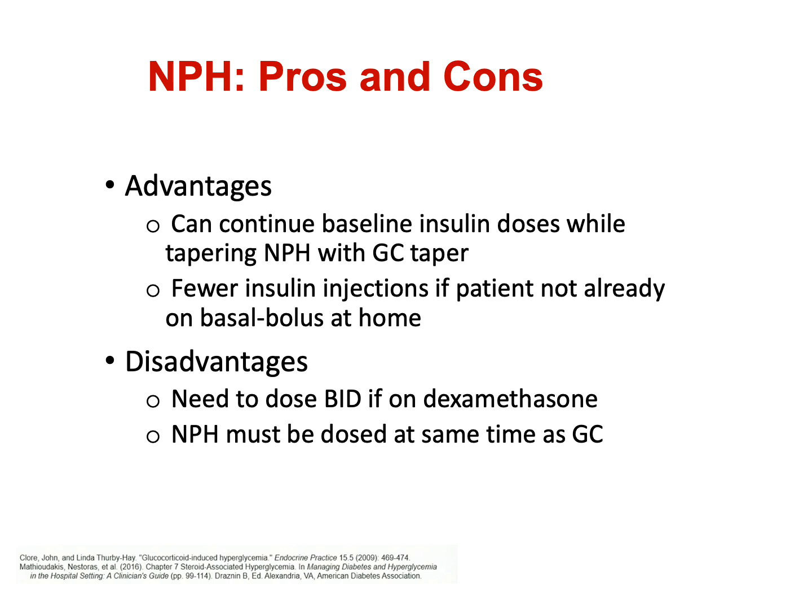The advantages of NPH: it can continue baseline insulin doses while tapering NPH with the steroid taper, and there are fewer insulin injections if the patient is not already on basal bolus at home. However, there are slight disadvantages. Need to dose BID, twice a day, on dexamethasone because it's long-acting. NPH must be dosed at the same time as the glucocorticoid.